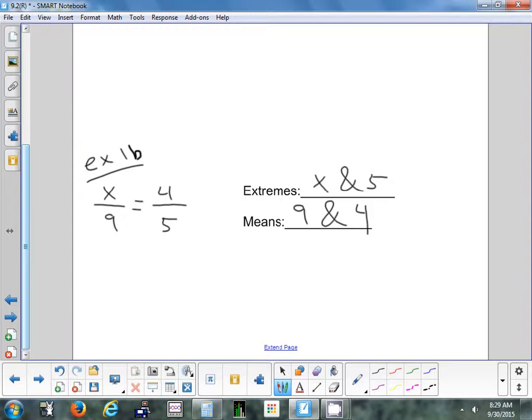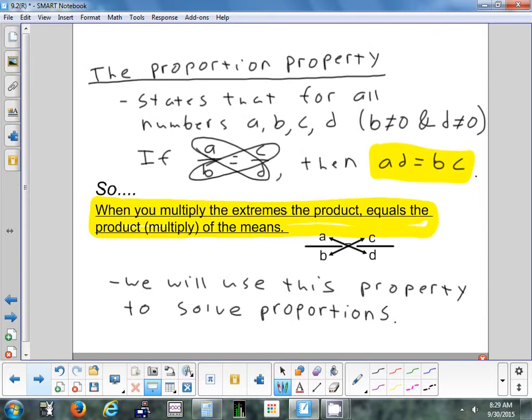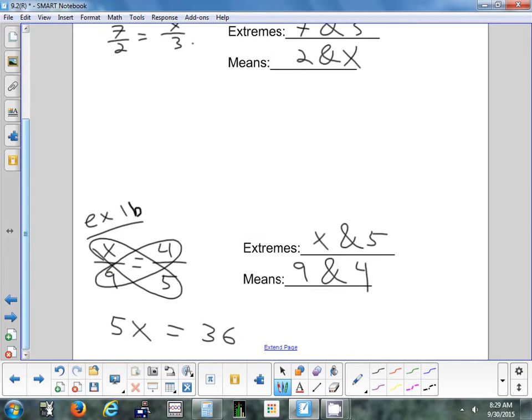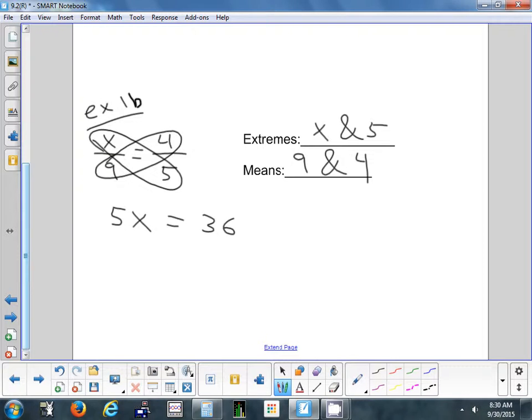All right, so remember what the step said to do. You're going to multiply the extremes together. Anybody tell me what you get when you multiply x times 5? 5x. Then we're going to multiply 9 times 4, which is how much? 36. And what goes between them? Equals. Put an equal sign right between them. And that's it for the new step. Now, hopefully remember how to solve that for x.